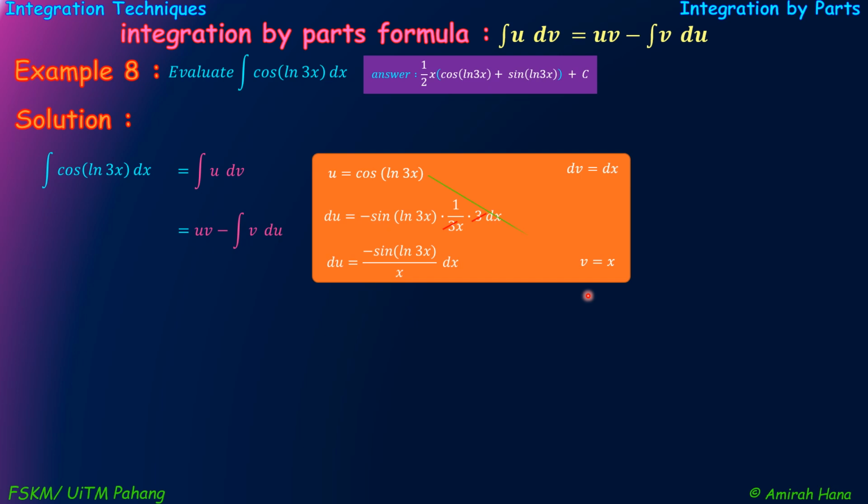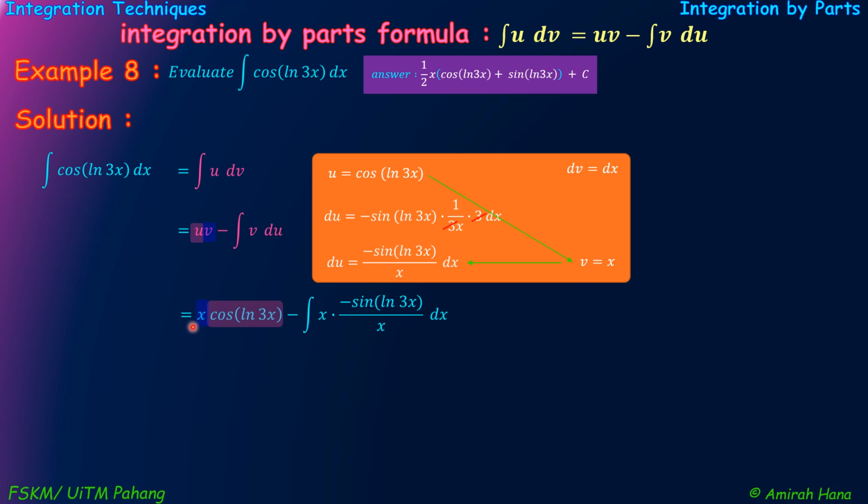And after that, we need to multiply u and v, and then multiply v and du, to substitute into this formula. And then we have uv equals to x cos ln 3x minus integration of x times negative sin ln 3x over x dx. Right? Alright, we check one by one. u equals to cos ln 3x. And v equals to x.